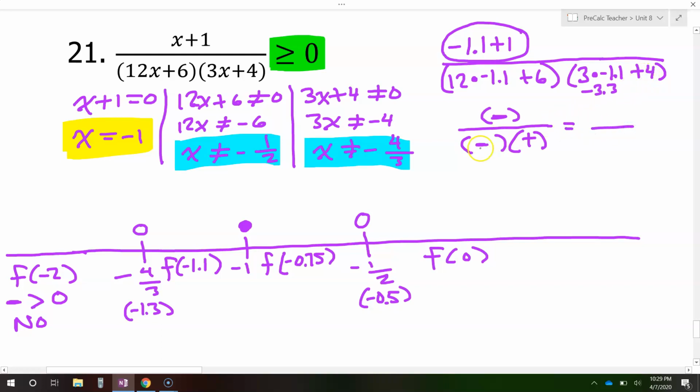Now, a negative times a positive is a negative. So I'm going to have a negative. And then a negative divided by a negative is a positive. So all I care about is the fact that this is positive. So is a positive number greater than 0? Yes, of course it is. A positive number is greater than 0. So that means this is a solution, and all of these will be solutions.